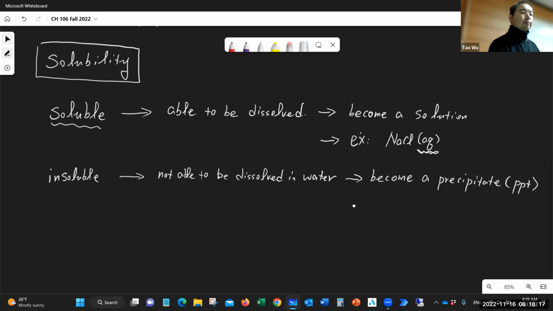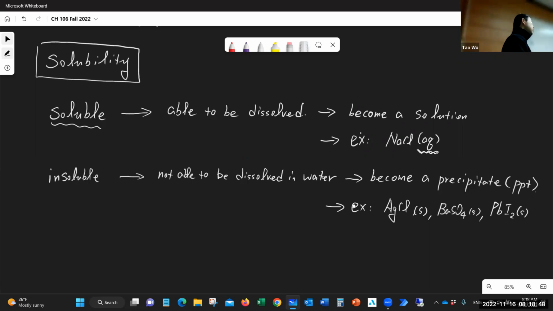Okay, so one of the examples is silver chloride, that's a solid, and barium sulfate, solids, and also last time we talked about lead iodide is also a solid. So not all compounds are able to dissolve in water. Only some of those compounds are soluble, so they can dissolve in the water.